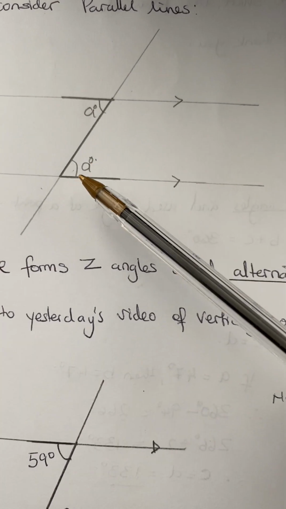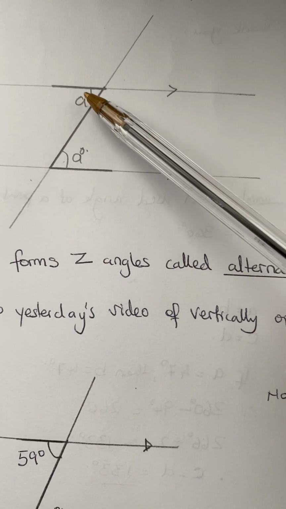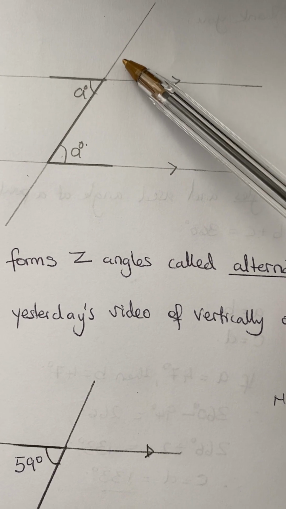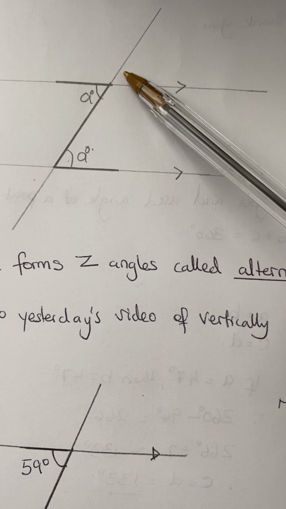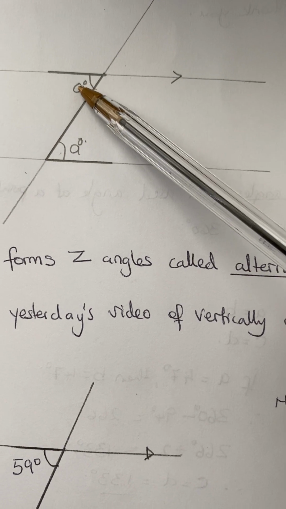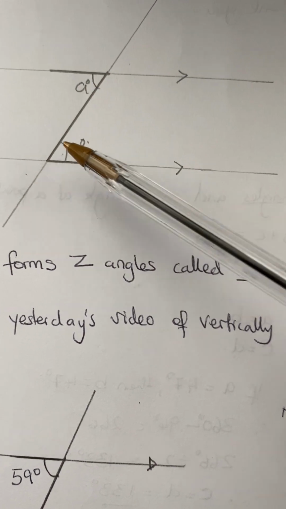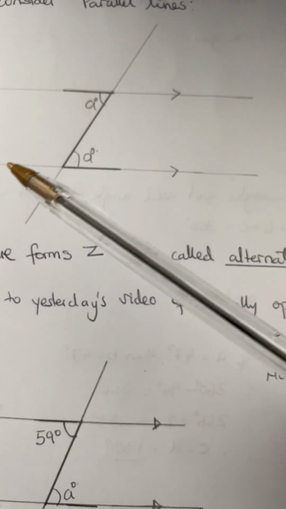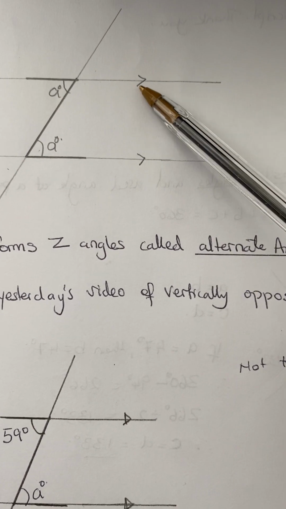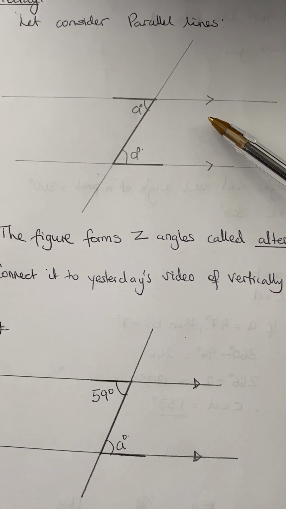okay, and I'm asked to find this angle, or they gave me this angle here, then if they give me this angle here, I can use what we learned yesterday, vertically opposite angles, and say this and this are equal. Therefore, using alternate angles, this and this will also be equal, as long as they are parallel lines. Okay, if they're parallel lines, you see these arrows here. Okay, this is the full figure.